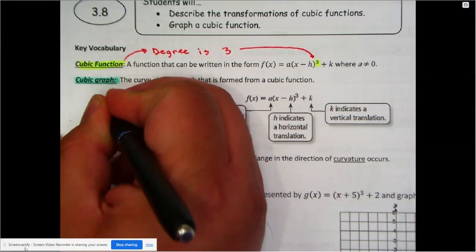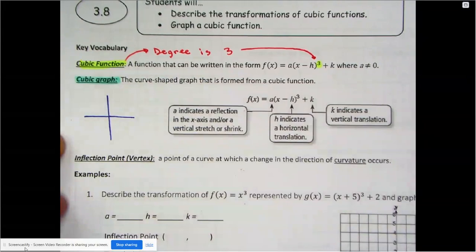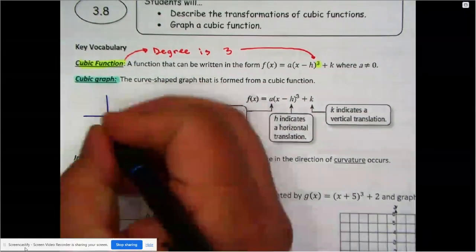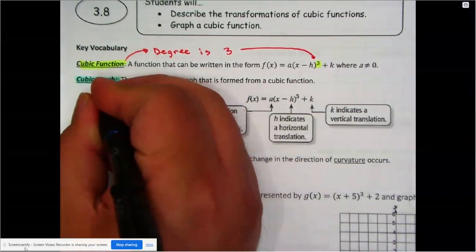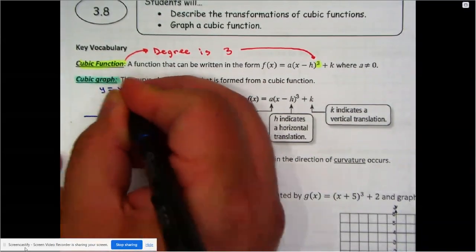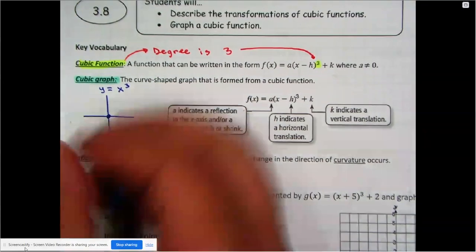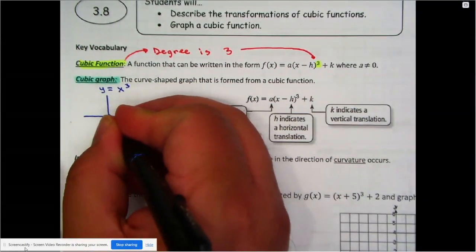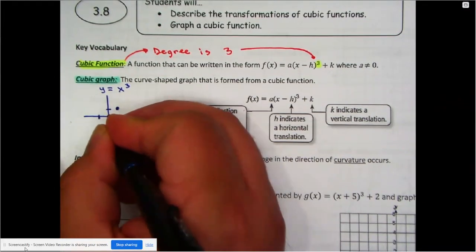We have this graph right here. So give yourself a quick little XY plane. Doesn't take long to do. This is the most basic of all cubic functions. Y is equal to x to the power of 3. This is what we call the parent function. And when we're talking about the parent function, it goes through 1, 1. Here we go. 0, 0. And negative 1, negative 1.